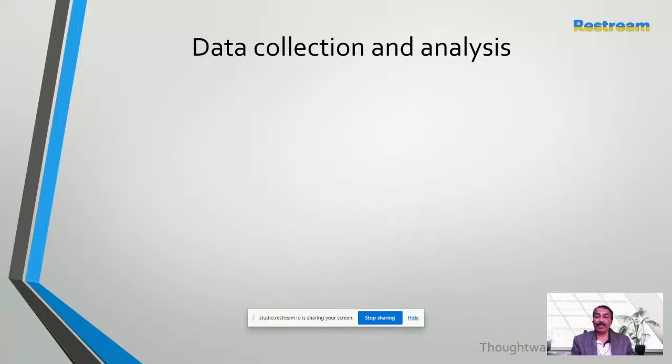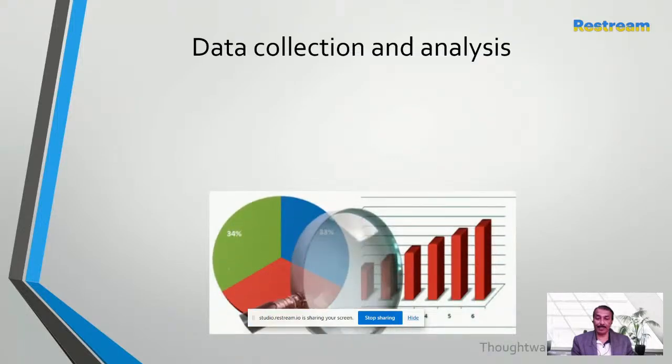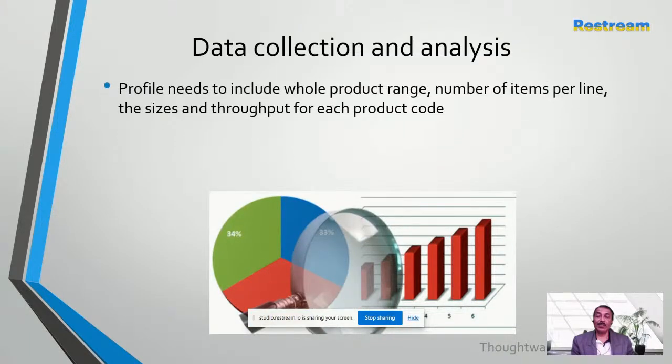Coming to the data collection and analysis, the profile needs to include the whole product range, number of items per line, the sizes and throughput for each product code. Possibly this data may be available in your ERP, but one problem could be that the sizes or the weight of the product may not be readily available in all organizations. So if you are taking care of that, then it is very fine.